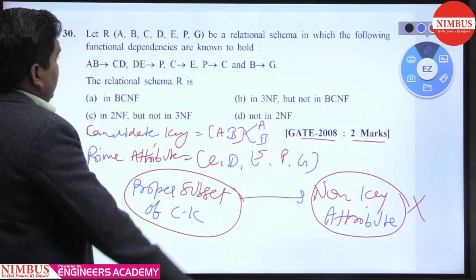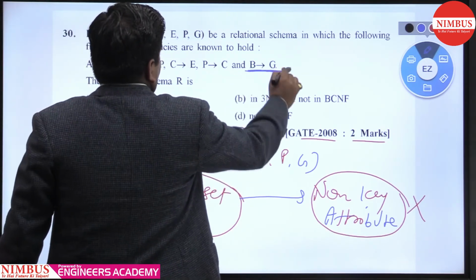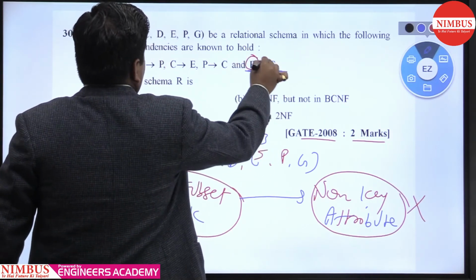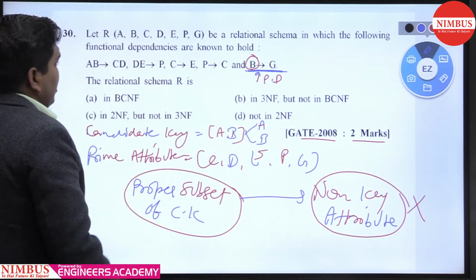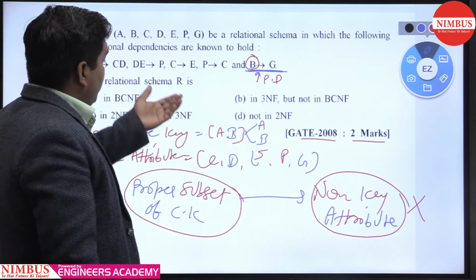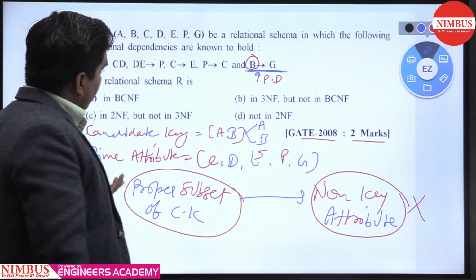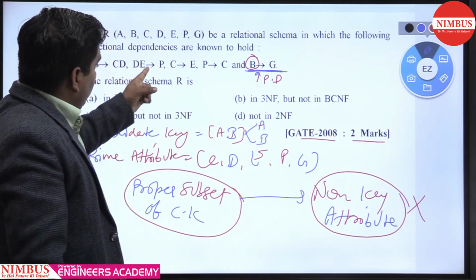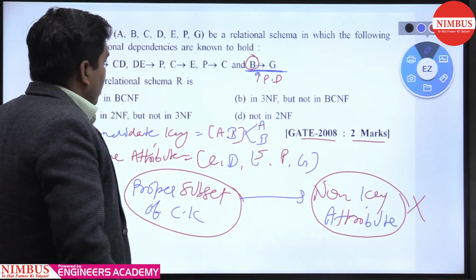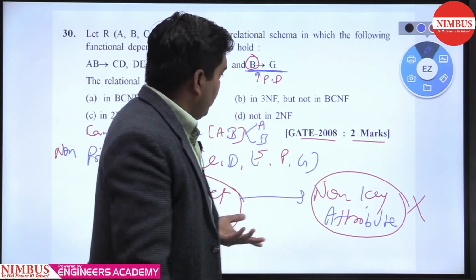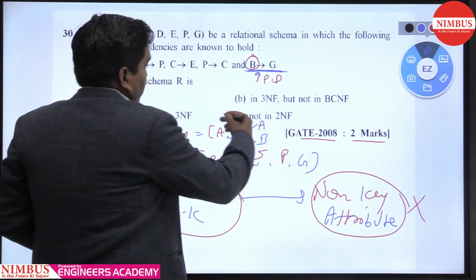So here you can see this one makes a partial dependency because this is a proper subset of the candidate key and this is a non-key attribute. Yes, it is also not in 3NF, because first it is not in 2NF, so it is not possible to be in 3NF, and the 3NF condition is non-key to non-key. If we stop at 2NF, then there is no sense in going for 3NF checking. So this relation is not in 2NF.